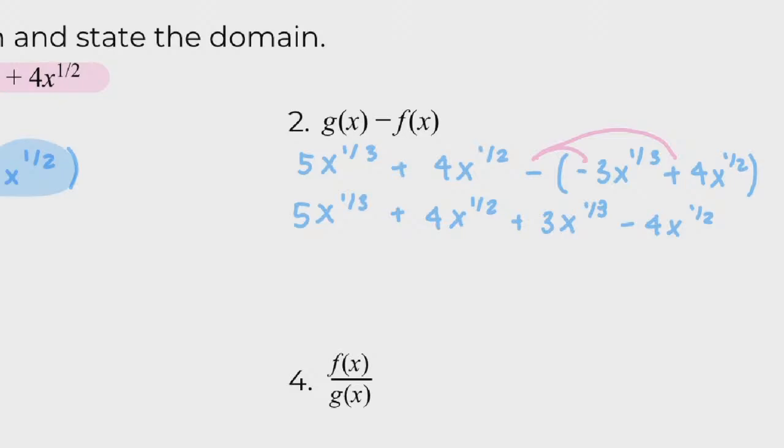And then again, we're going to see if we can combine any like terms. So we have 5x to the 1/3 and 3x to the 1/3. Those both have x to the 1/3, so we can add those together. We'll get 8x to the 1/3. And we have 4x to the 1/2 and minus 4x to the 1/2. So that'll become 0. So 8x to the 1/3 would be our final answer.